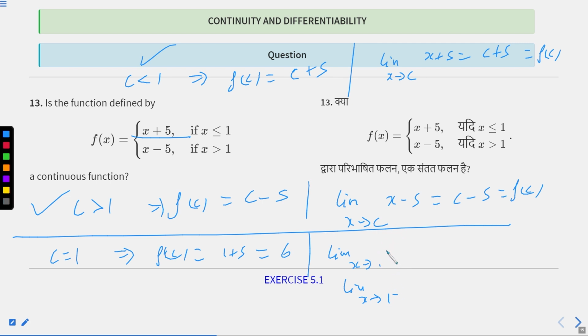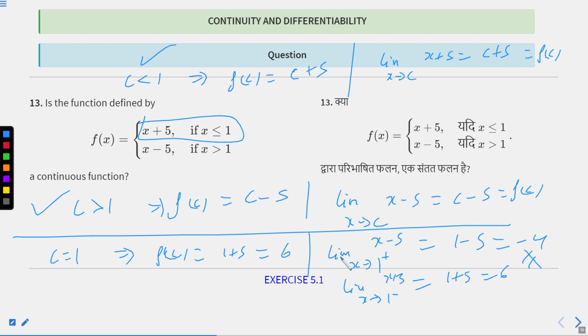From the positive side and from the negative side, or means from the right hand side and from the left hand side. If you are approaching from the right hand side, then you have to choose this. This means x minus 5, this means 1 minus 5, this means minus 4. Now if you are approaching from the left hand side, then you have to use this. This means x plus 5. X plus 5 means 1 plus 5 means 6.